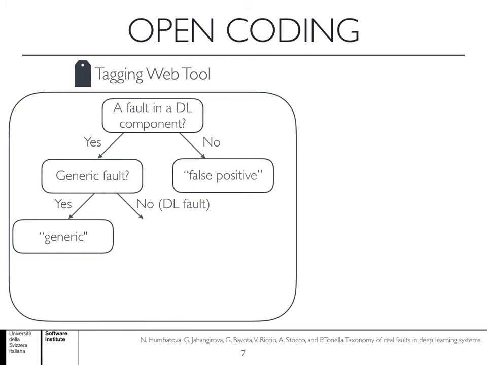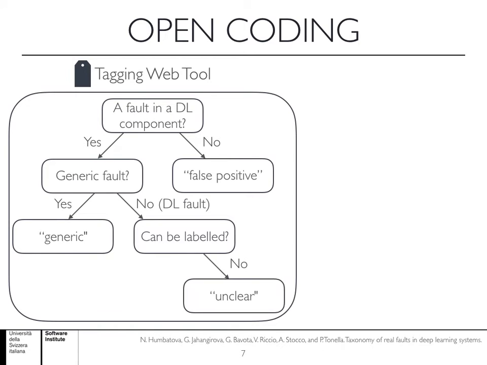Otherwise, the faults that were DL specific were then checked on the subject if they can be meaningfully labeled. In case there was not enough information, these issues were marked as unclear. Otherwise, the evaluator provided a specific tag.